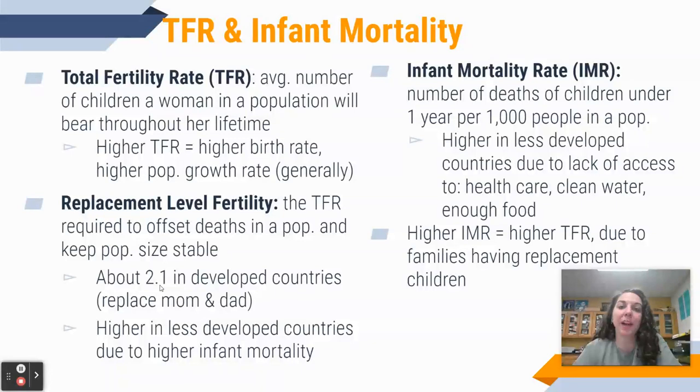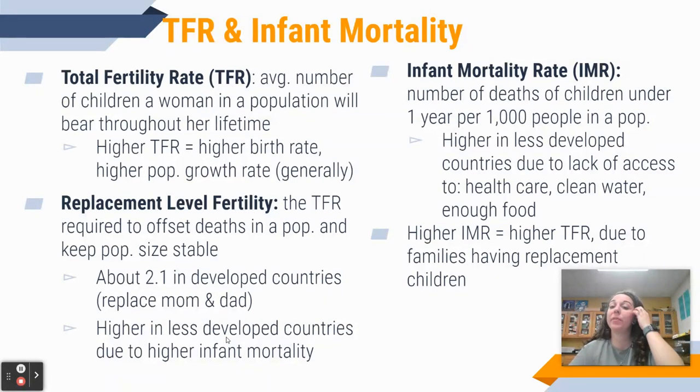So if you think back to our age structure diagrams, this is going to be the one where our pre-reproductive cohort and our reproductive cohort are about equal. And this is going to be higher in less developed countries. So instead of it being 2.1, it might be 2.5 to 2.7, because in less developed countries, we're not going to have access to water, or clean water at least, healthcare. We might have more limited food resources. So we see more infant mortality. So people have more children to replace those children that they're losing.